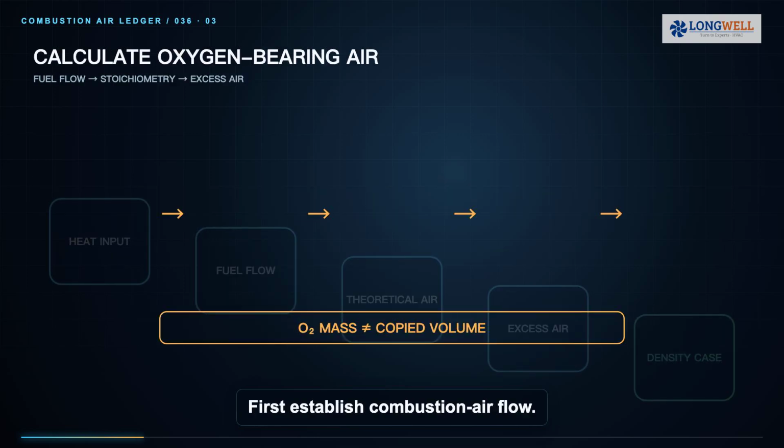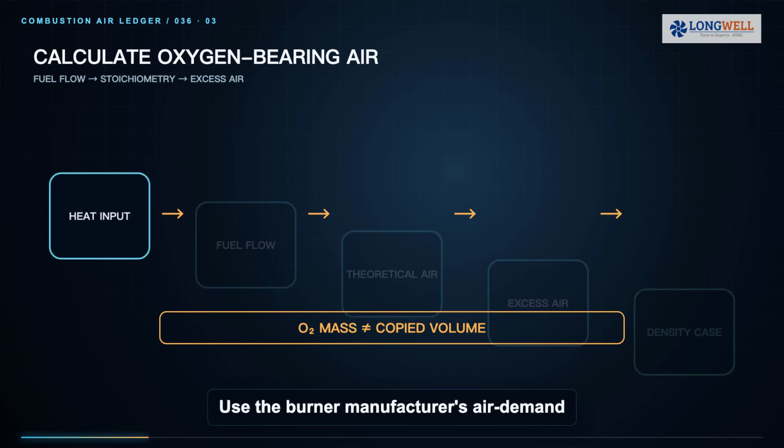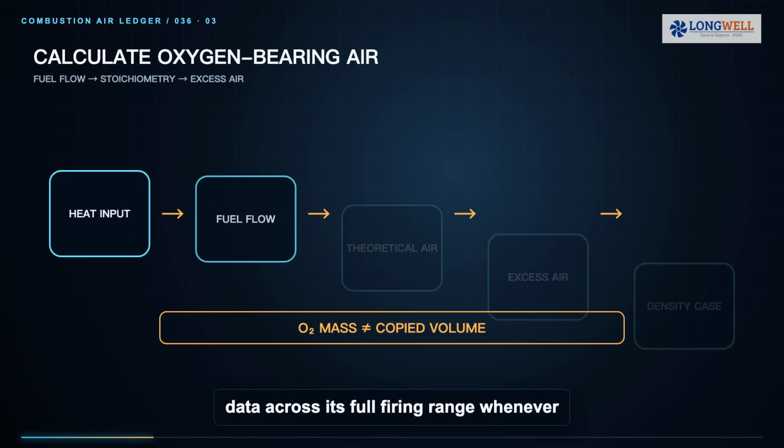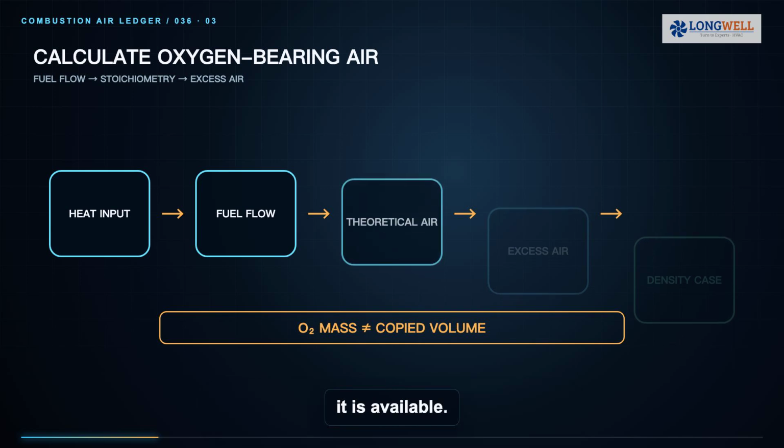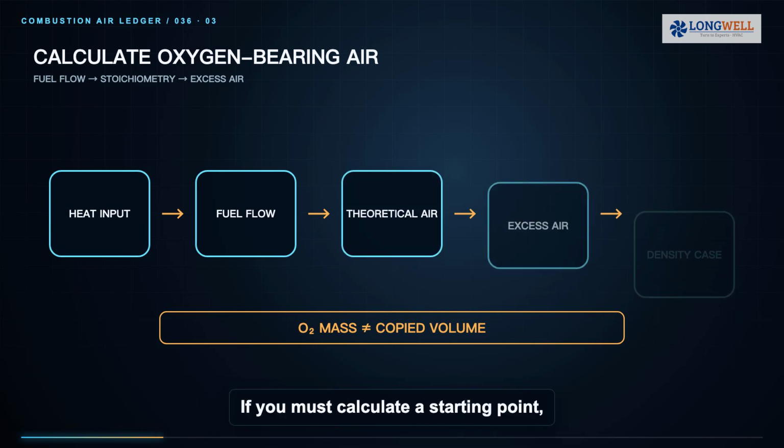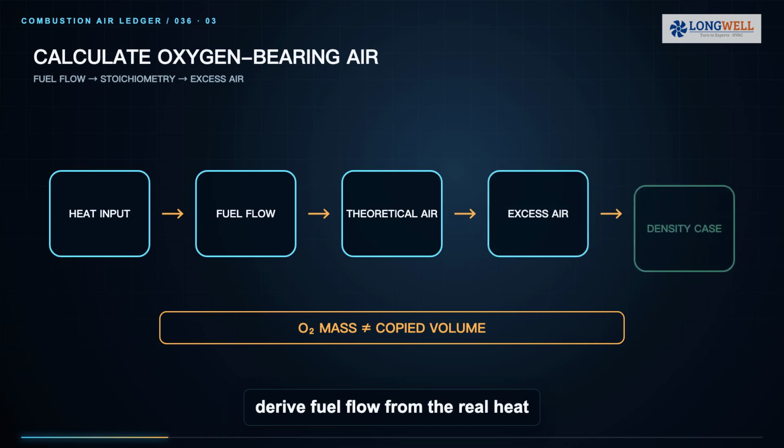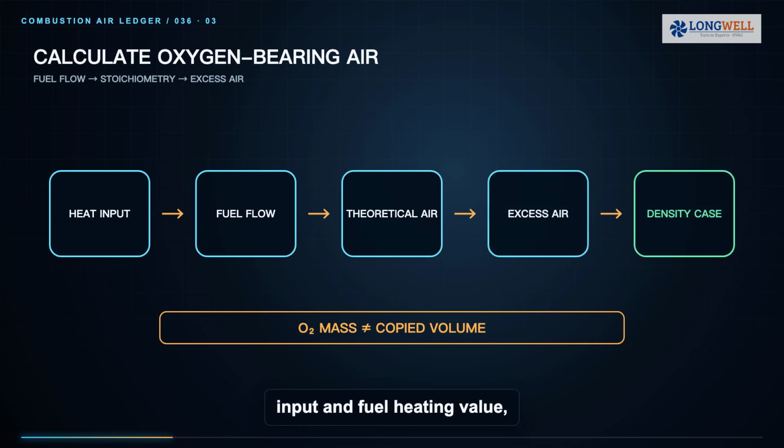The burner management system must keep those two rails safely coordinated. First, establish combustion airflow. Use the burner manufacturer's air demand data across its full firing range whenever it is available. If you must calculate a starting point, derive fuel flow from the real heat input and fuel heating value, use the correct stoichiometric air requirement for that fuel composition, then apply the specified excess air target. Correct for inlet temperature, altitude, humidity, and any air preheat. Combustion depends on oxygen mass, so a volume copied at one density is not automatically valid at another.